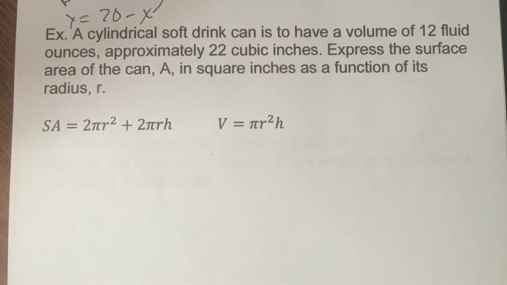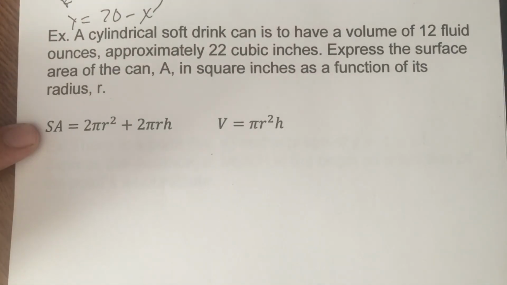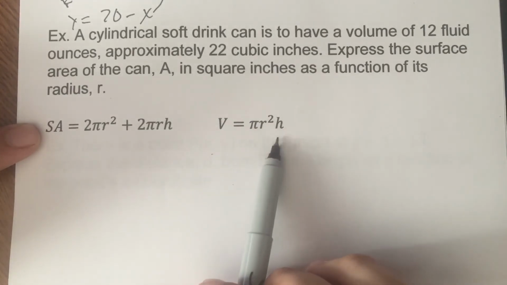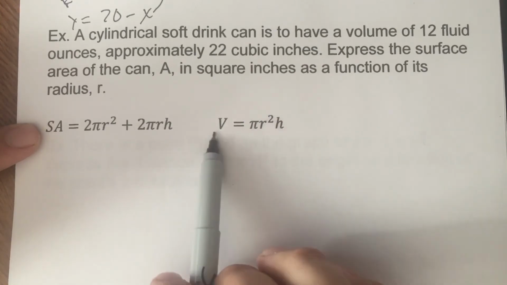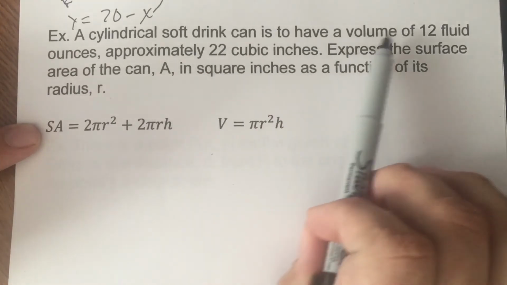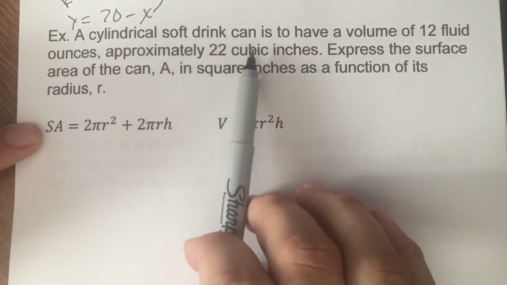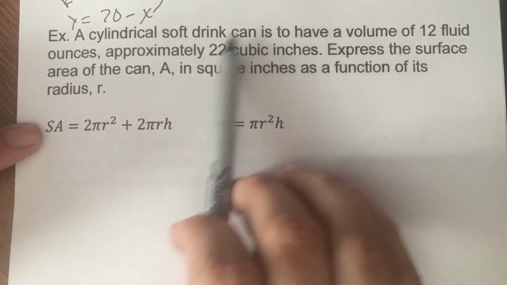So surface area we know is going to be, and this is for a cylinder, 2 pi r squared plus 2 pi r h, h being the height. We know volume is going to be pi r squared h. So what we want to have here is only radius, so we're going to start with our volume since we know it's 12 fluid ounces. Is 22 cubic inches total.